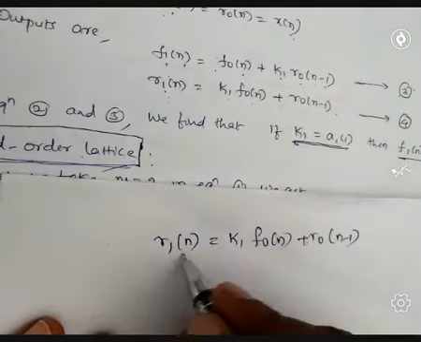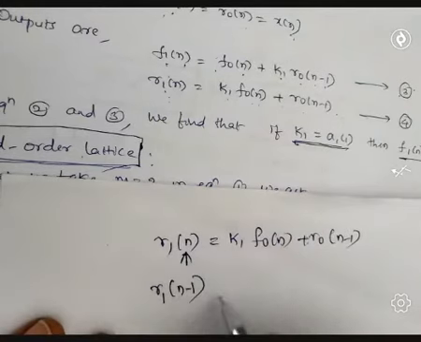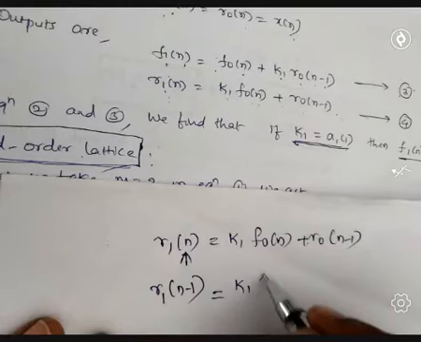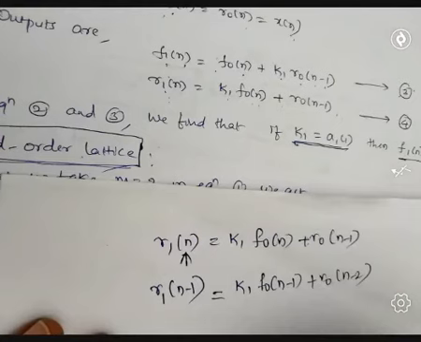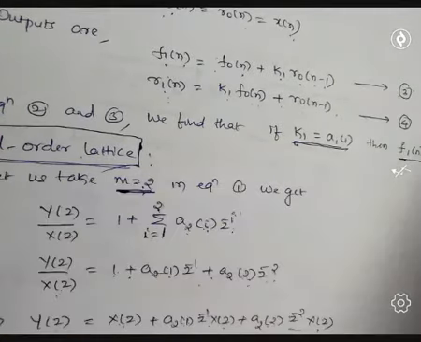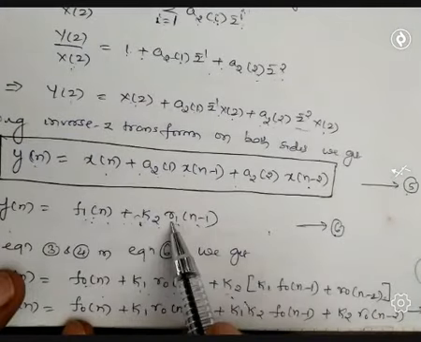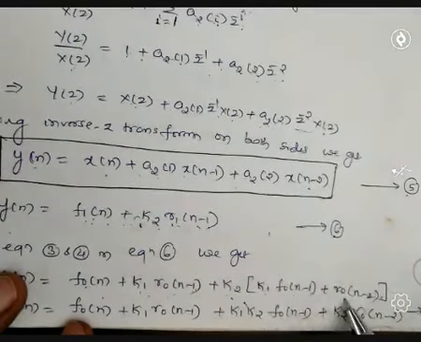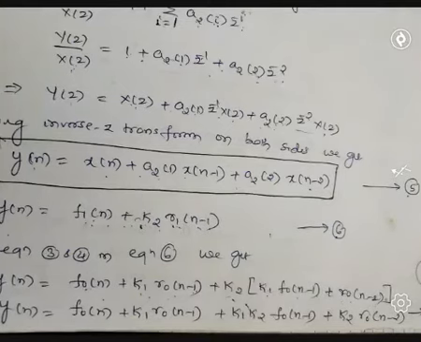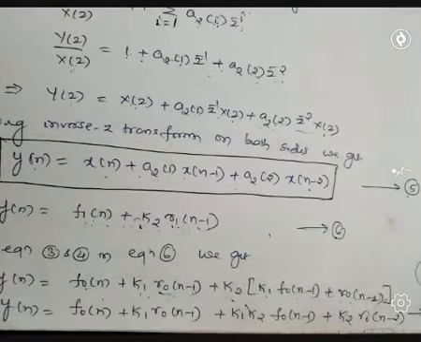If I delay by one time, it becomes R1 of n minus 1. So the corresponding delays: K1 coefficient term as it is, F0 of n minus 1 plus R0 of n minus 2, because we delayed one time. Same equation we are getting here. Here I am writing K2 as it is, R1 of n minus 1. With one time delay, it becomes K1 F0 of n minus 1 plus R0 of n minus 2. So rearrange the terms, because here R0 of n minus 1 is there, here also R0 of n minus 2 is there. Arrange in a sequential manner.